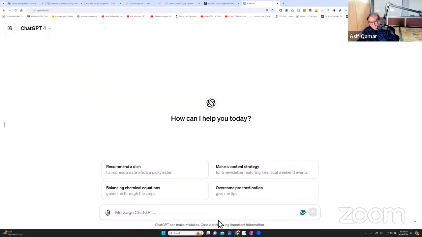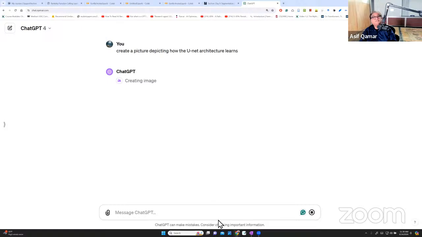So we'll go there. Create a picture depicting how the UNet architecture learns. Should we try this? Let's see how well it does. And how much does it look like the actual picture in the research paper? We'll see that.